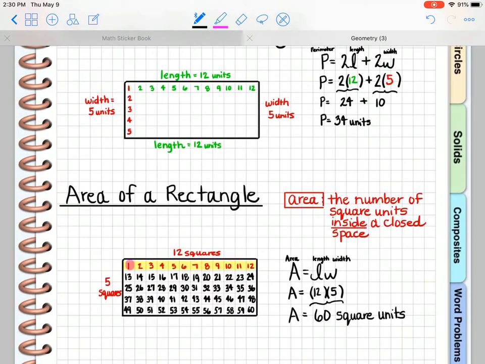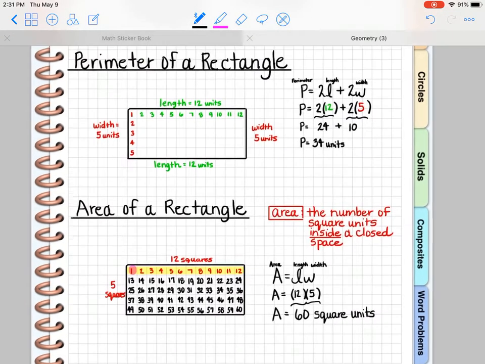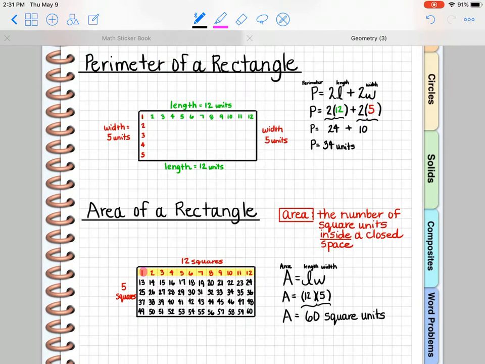So go ahead and compare these two rectangles. This top one we did the perimeter, the distance around the outside, and then on this bottom one we did the area, which is the inside dimension of the rectangle. It's the same rectangle, just that one of them we found the perimeter and then one of them we found the area.